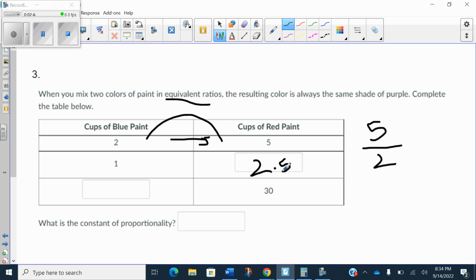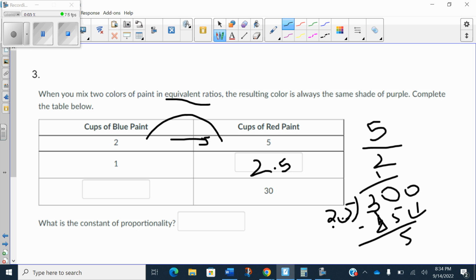And then I'm going to go in the opposite direction. So I've got to think about what is it that I can multiply by 2.5 to get 30. So rather than doing that, I'm just going to divide. So 30 divided by 2.5. Move my decimal point, move my decimal point. 25 goes into 30 once. So that gives me 25. I subtract, I get 5, bring down my 0. 25 goes into 50, 12 times. So this is 12.